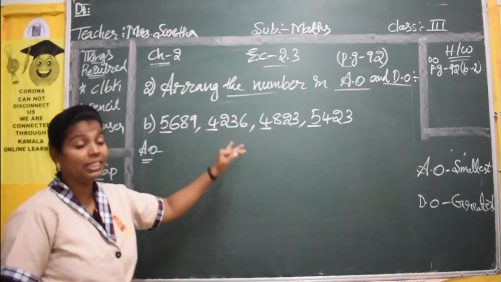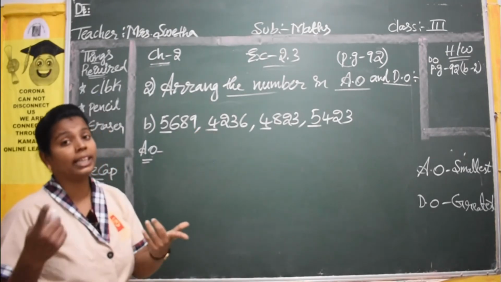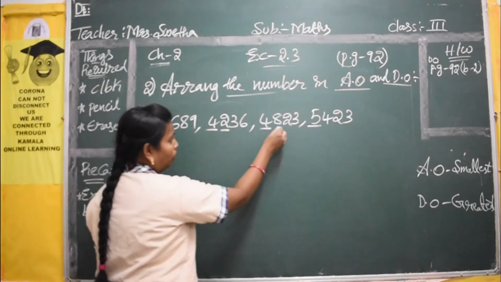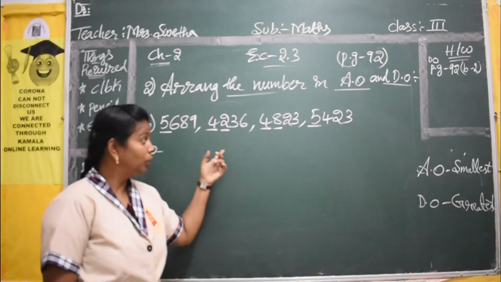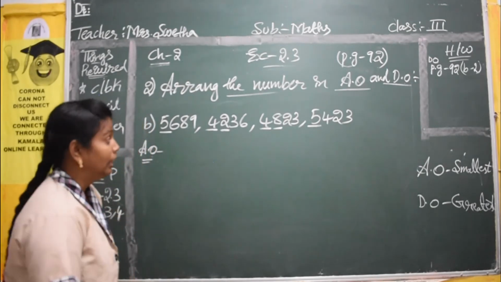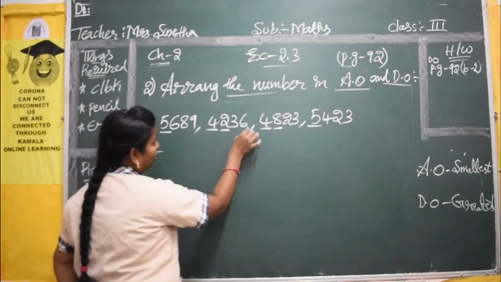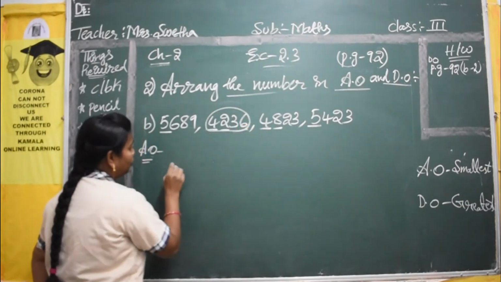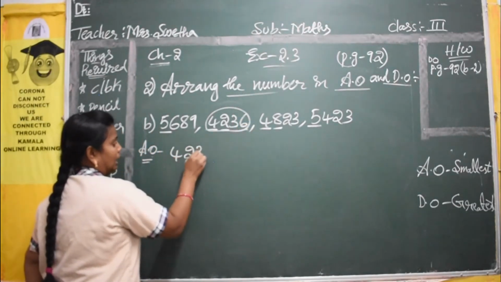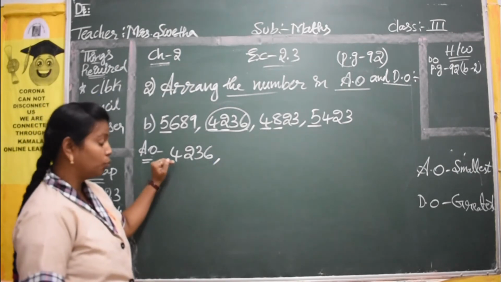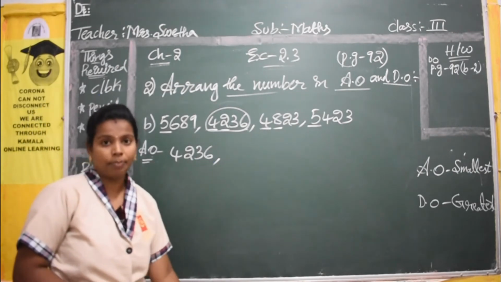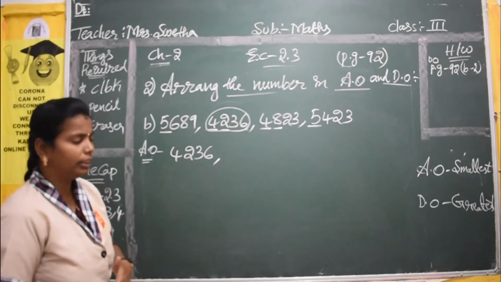From this 4, which is the smallest, again you have to check the second digit. 2 and 8. In this 2 and 8, which is the smallest number? Yes, 2 is the smallest number. So this complete set will become your first set of numbers, the very smallest number, 4236. Now check the other 3 numbers.